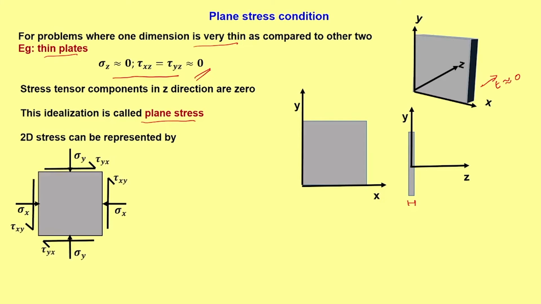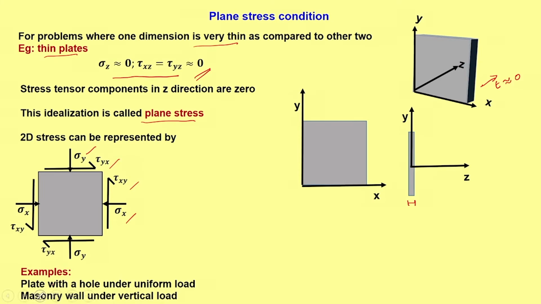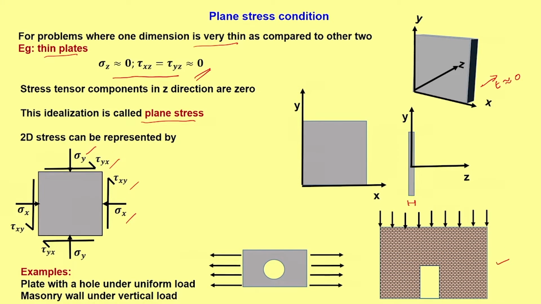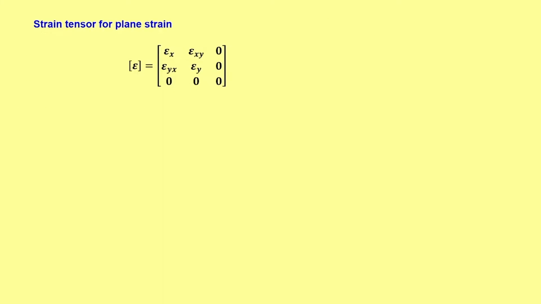So 2D stress can be represented in this manner. We are left with sigma x, sigma y and the shear stress components acting in the xy plane, that is tau yx and tau xy. So what are the examples? Example is a plate with a hole under uniform load, as you can see here, or a masonry wall under vertical load. These are some of the examples where you can approximate the given problem to 2D plane stress.